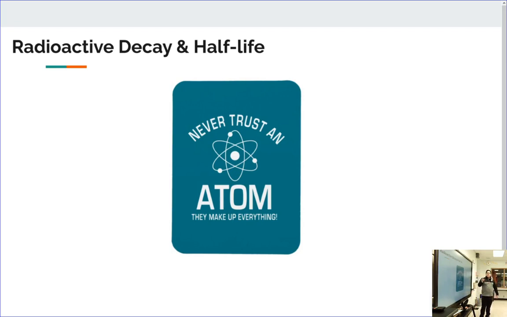Okay. Radioactive decay, we're going to unpack alpha, beta, gamma, and then we're also going to look at the mathematical model of those types of decay.